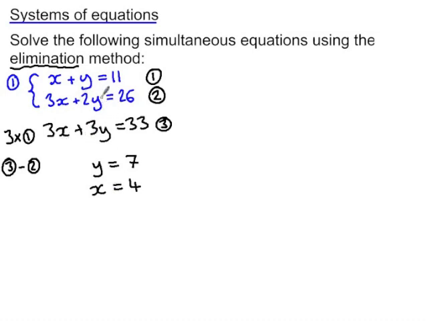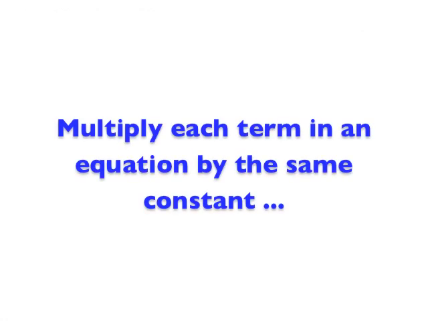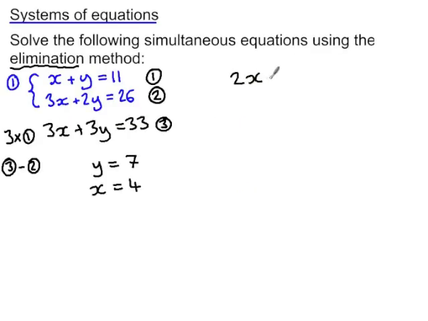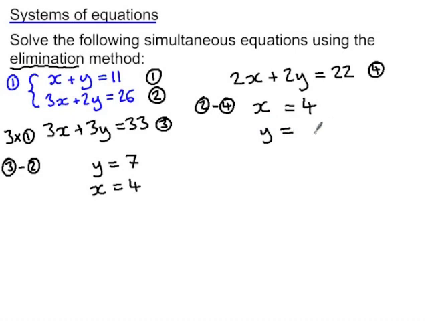Alternatively, I could eliminate y, and that would mean doubling all of the terms in the first equation. 2x plus 2y is 22. I'll call that equation 4. And then if I subtract equation 4 from equation 2, 3x take 2x is x, 2y take 2y, that's been eliminated, and then 26 take 22 is 4, and again I can substitute that back into one of the original equations to give me the other value.